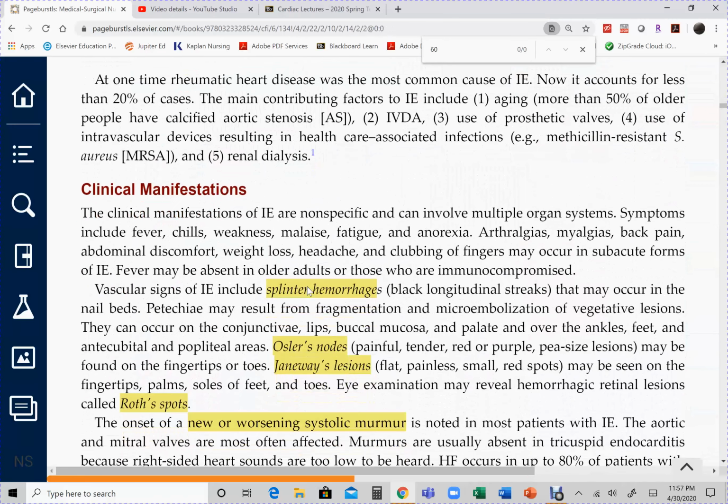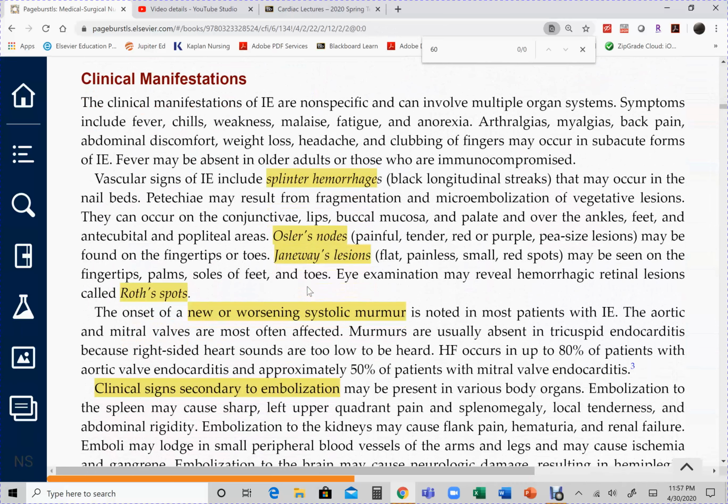Let's go now to the signs and symptoms. There are manifestations that are exclusively seen in endocarditis. Two of them are the Osler's nodes and the Janeway's lesions. Both are red. Osler's nodes are painful and tender. Janeway's lesions are painless. But they both look red. They are red spots, red lesions on the tips of the hands and the feet.